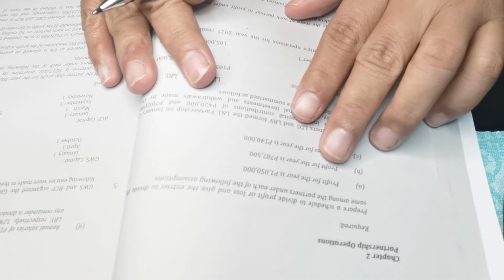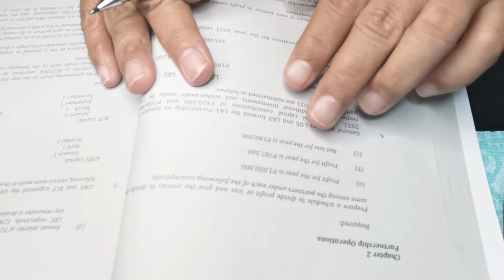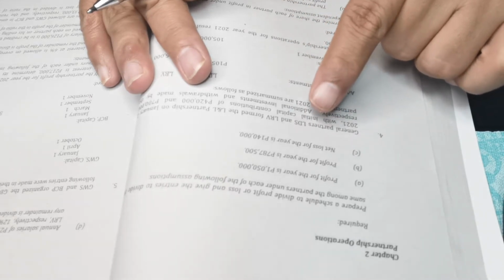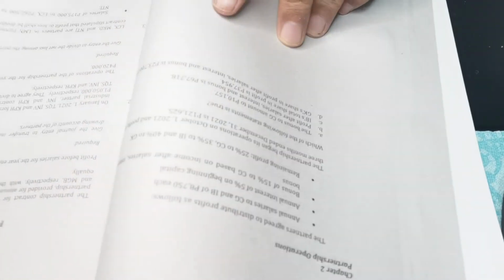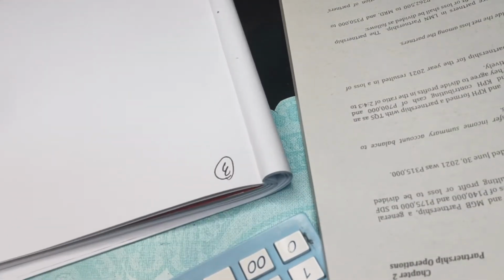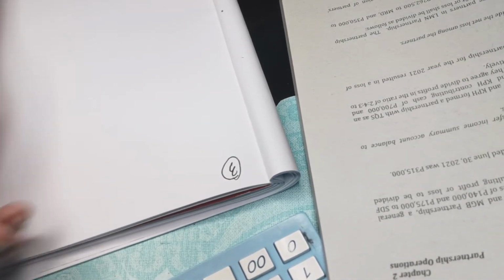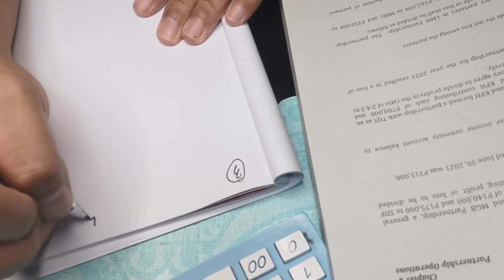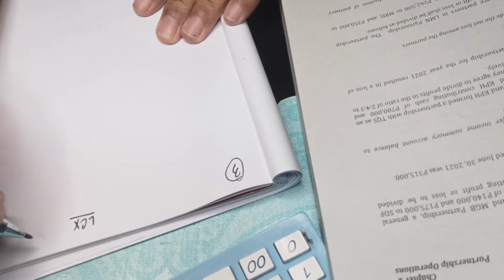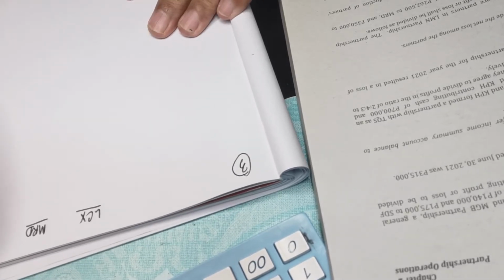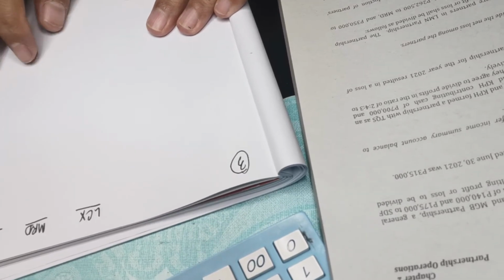Distribution of profit, assuming that the profit is 1,050,000. Okay, and then 787 and then 140,000. Okay, let's divide the profit. So let us now divide the profit. So you have LCX, MRD, NTJ, and MN. So yun yung apat na partners, no?